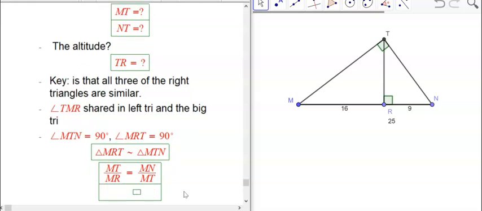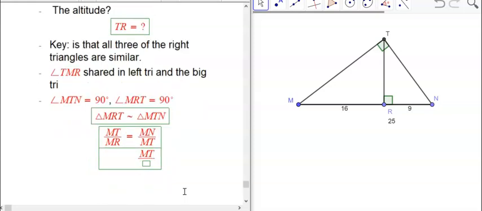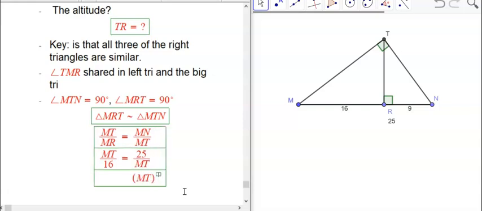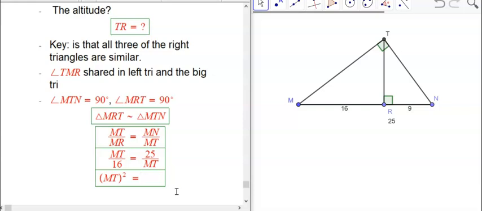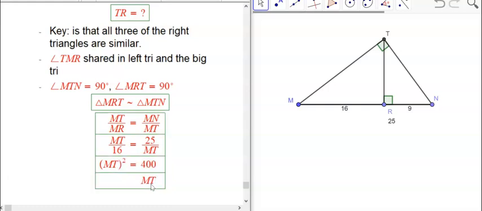Okay, so let's put in the numbers. We've got MT over 16 equals 25 over MT. So MT squared. And so, I should say right now, this is where the geometric means come in. We've got exactly a geometric mean situation. MT squared is 25 times 16, which is 400. Yes, I did contrive this to be super nice. In general, you're going to get roots at exactly this stage. I just wanted the very first example to be pretty numbers. So yes, we can totally figure that out. That's going to equal 20.